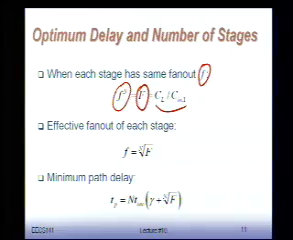First stage has a factor f, the fan-out of the first two stages is going to be f squared, f to the third, f to the fourth, f to the nth. And f to the nth has to be equal to capital F.